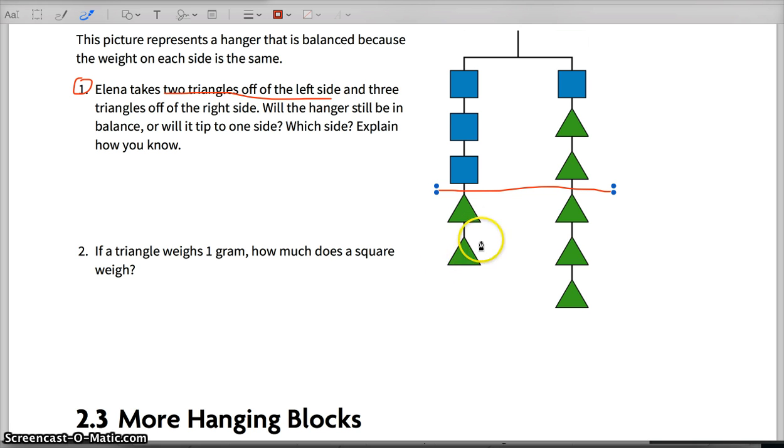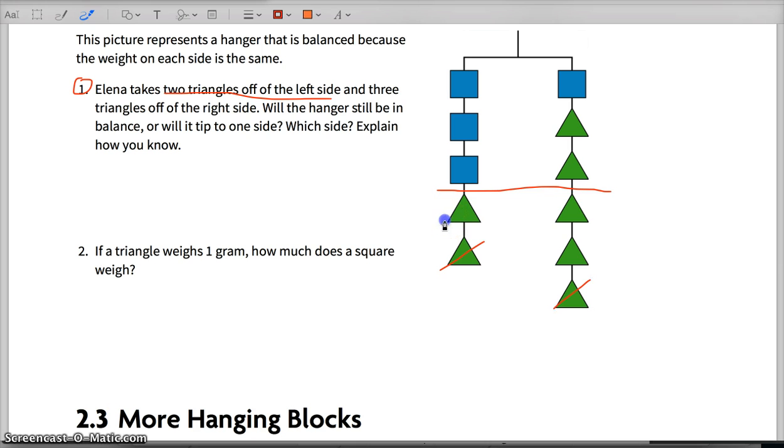Well, let's experiment. First of all, remember that it's balanced. If we take one off here, we take this off here, that means this side is going to be lighter. So the right side is going to be heavier. It's going to tilt down at an angle like this. Now, if we take another triangle off, would you agree that if I take a triangle from here and a triangle from here, the hanger would still be balanced? Hopefully you said yes, because I took an equal amount from both sides. I took this triangle off and I took this triangle off. They're the same.